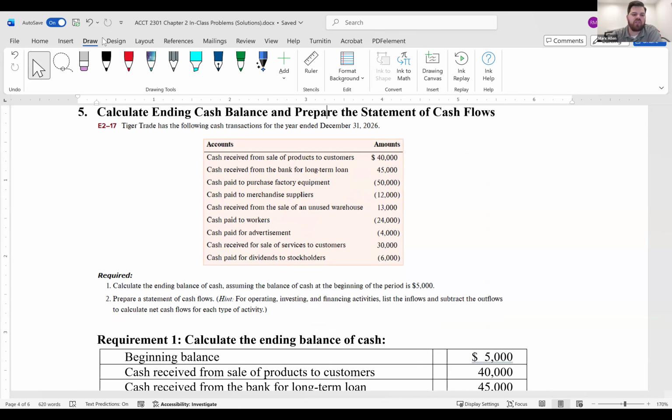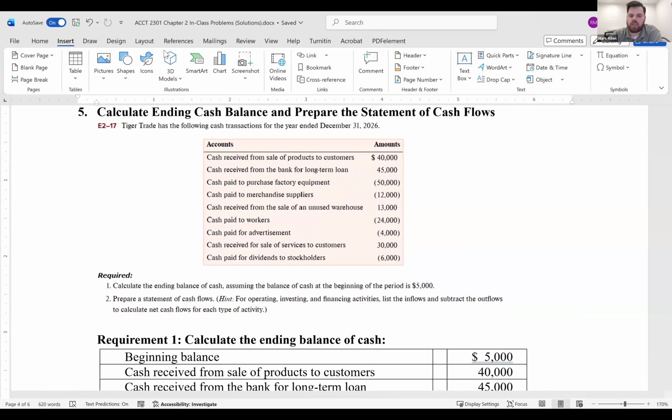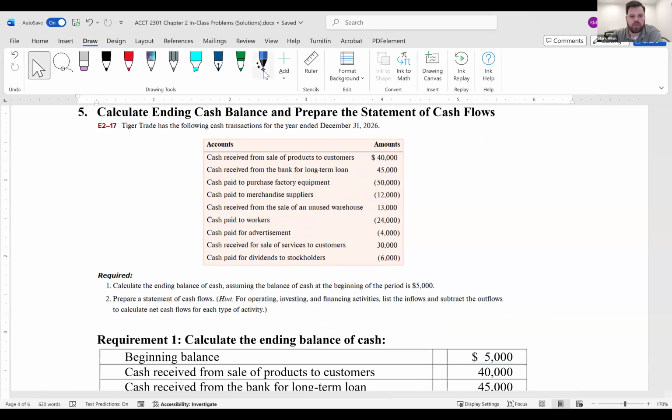So as we did before, and let me see if I can get this to let me type. Don't know if it's going to let me. Sometimes it gets a little finicky. That's fine. We'll just keep writing.